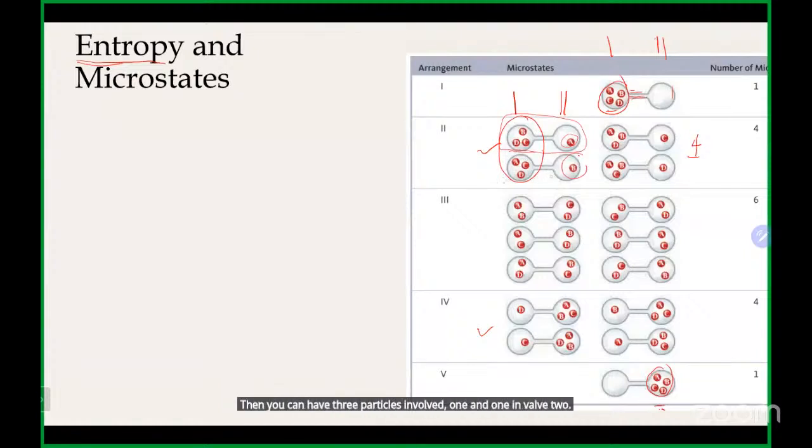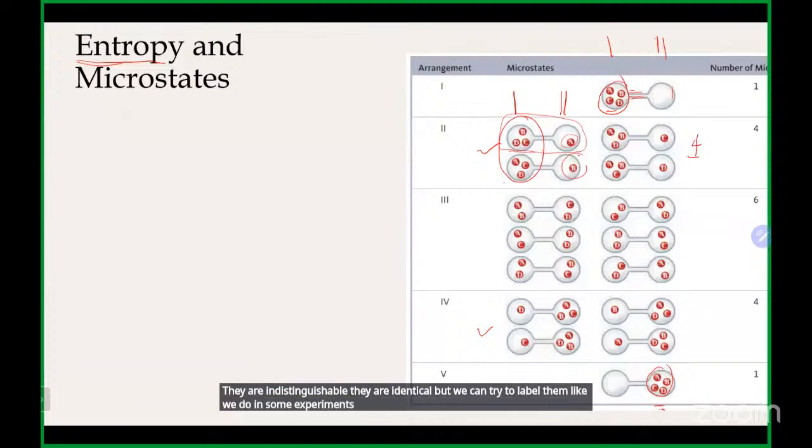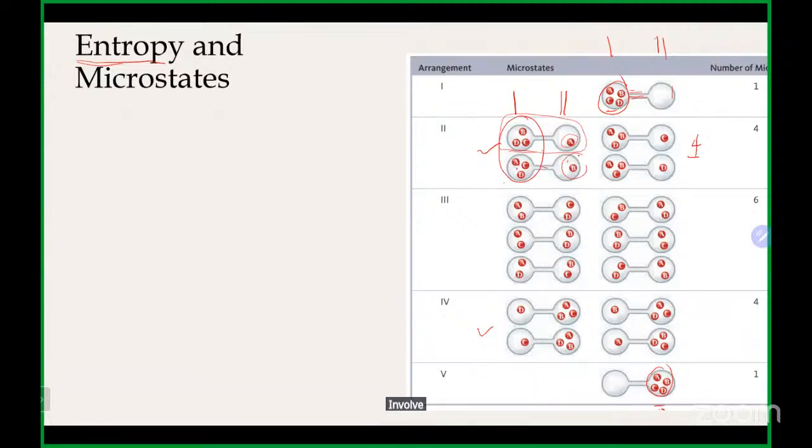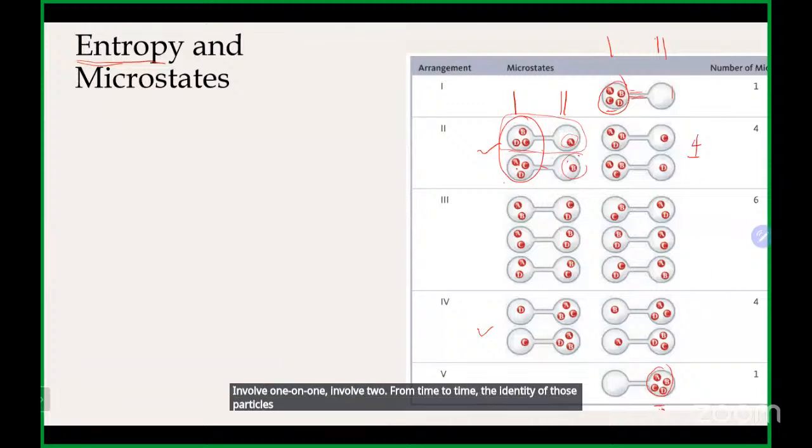They are indistinguishable, they are identical, but we can try to label them like we do in some experiments when trying to understand the nitty-gritty of things. When you label them, you note that even though you are seeing 3 in valve 1 and 1 in valve 2, from time to time, the identity of those particles changes. The number of ways that we can have this is 4. Then you can also have 2 in each case, and we see the possible number of ways that you can arrange this.